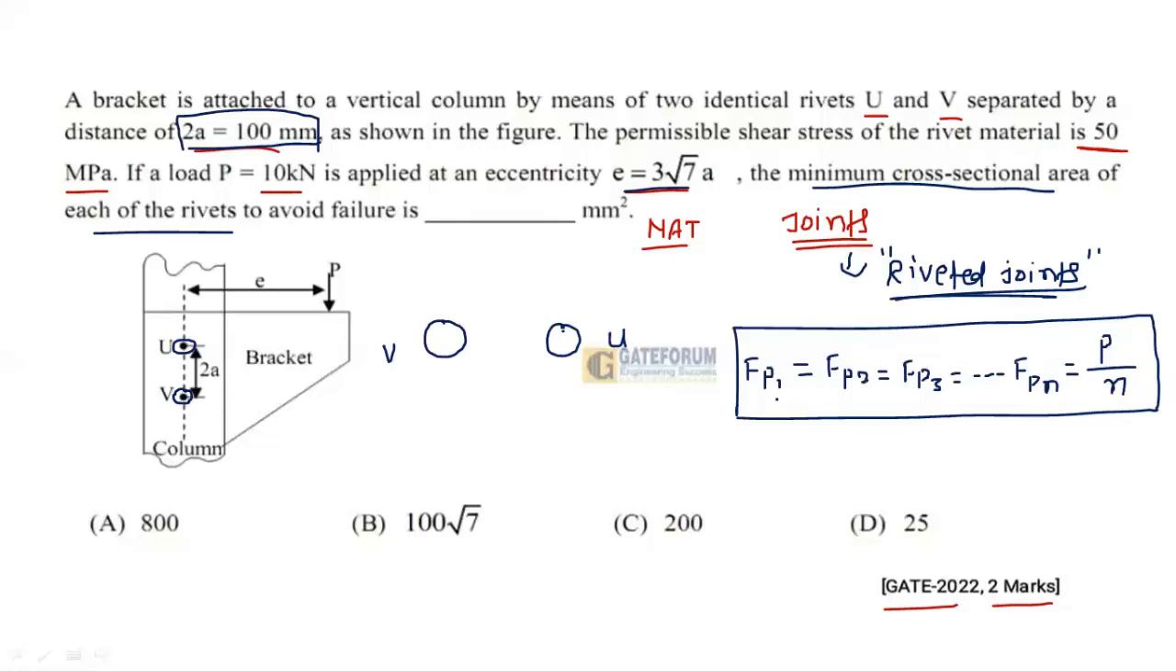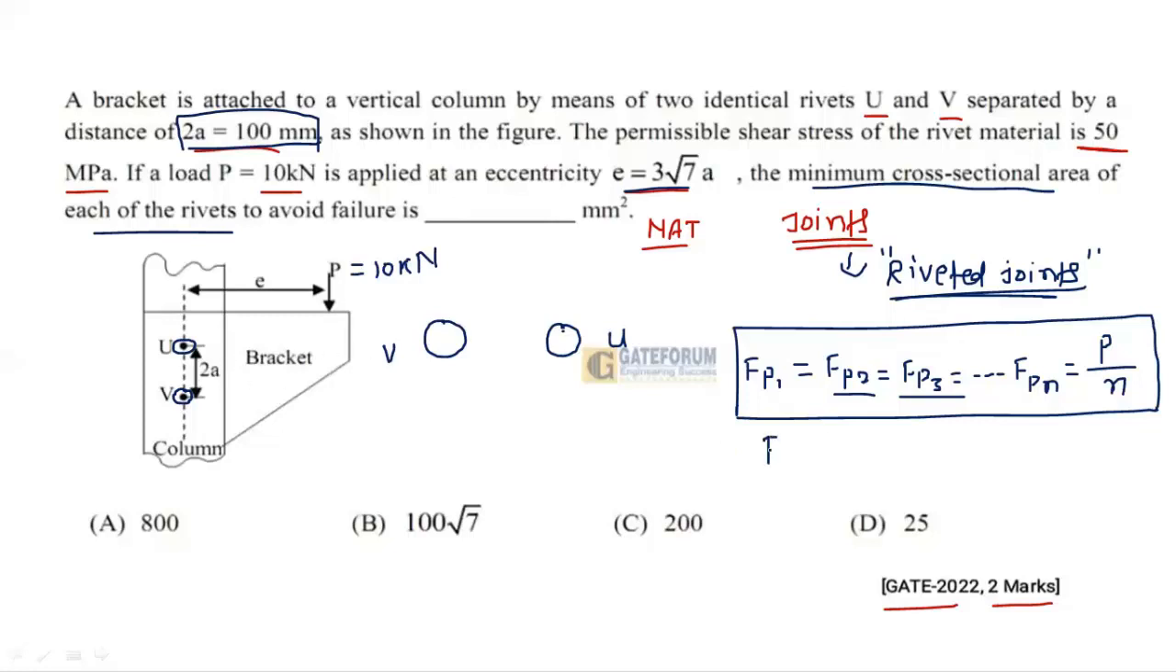So what is Fp1? This is primary shear force on the rivet 1. This is primary shear force on the rivet 2. This is primary shear force on rivet 3. Like that. Okay. And that all are will be in equal magnitude, and this will be equal to P upon N. Here, what is the value of P, my dear friends, in this question? So this is given 10 kilonewton. Well, this is given 10 kilonewton, and only two rivets are there, U and V.